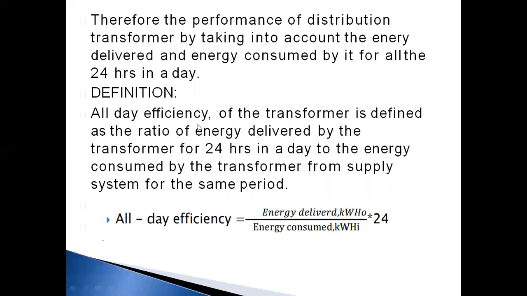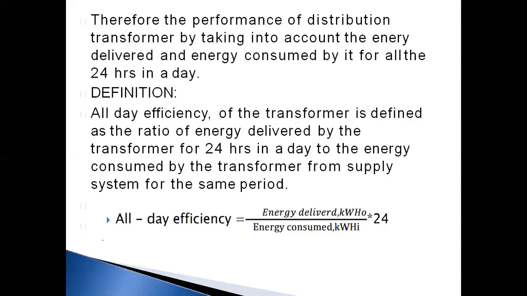So the definition given is that all-day efficiency of the transformer is defined as the ratio of energy delivered by the transformer for 24 hours in a day to the energy consumed by the transformer from the supply system for the same period. So the all-day efficiency can be given mathematically as the ratio of energy delivered, that is kilowatt hour, O stands for output, and the energy consumed, that is kilowatt hour, I stands for input, multiplied by 24. So it is the ratio of the energy delivered by the transformer in 24 hours in a day to the energy supplied to the transformer from the supply system for the same time period. It is generally known as the all-day efficiency of the transformer.